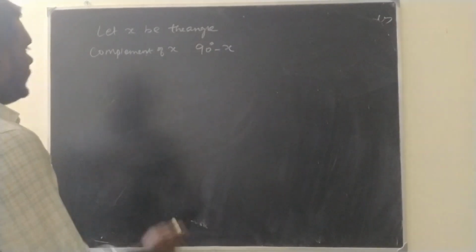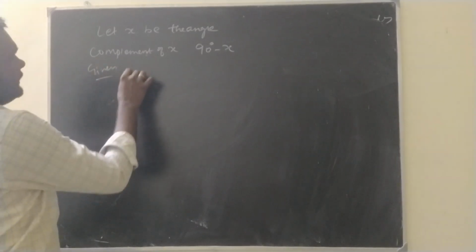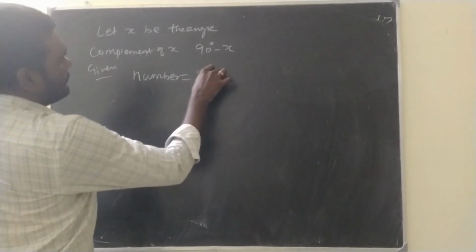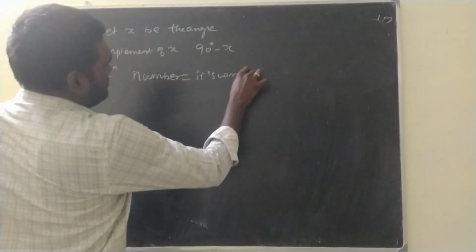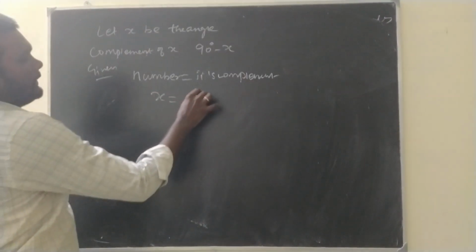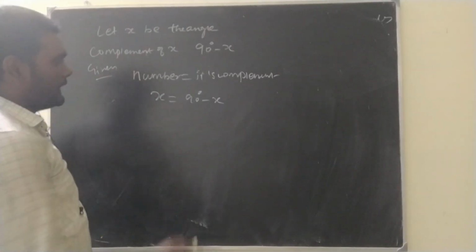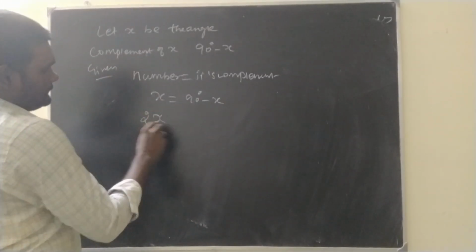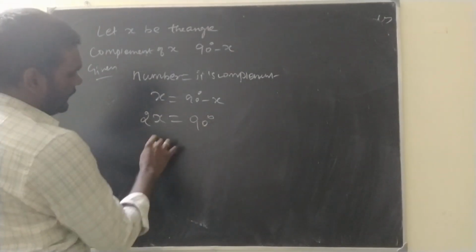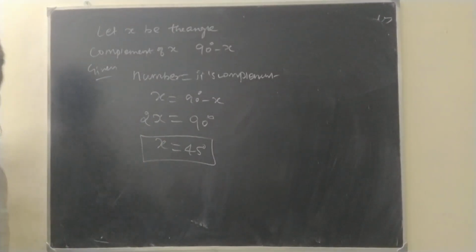Given that the number is equal to its complement, the number is x, its complement is 90 degree minus x. We'll transpose all the x to one side, then we have x plus x, that is 2x equals 90 degree, so x equals 45 degree. That's all.